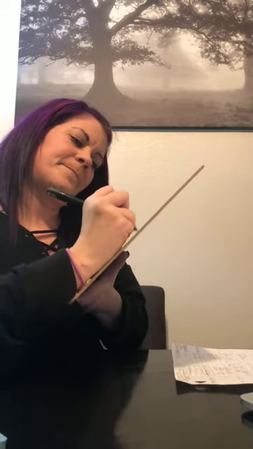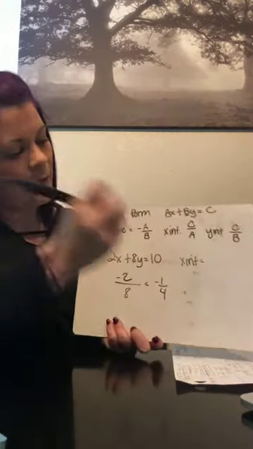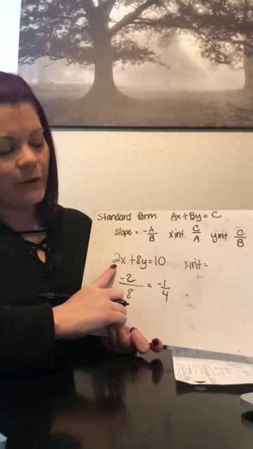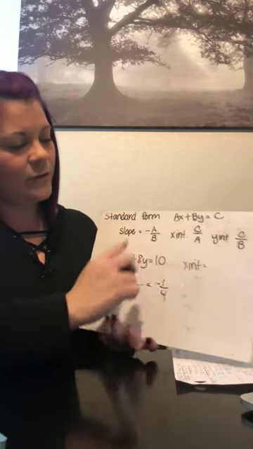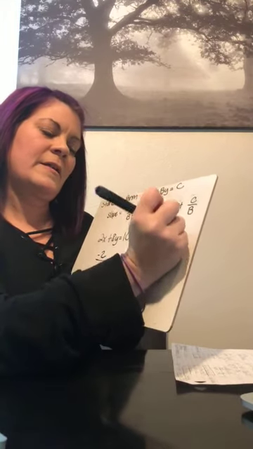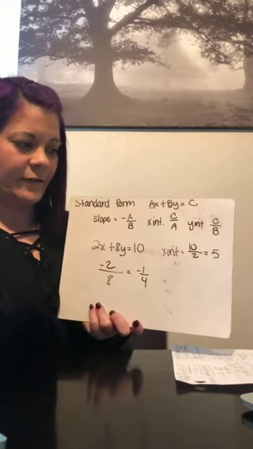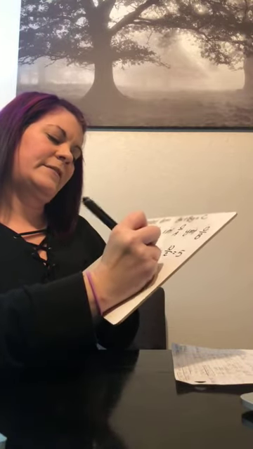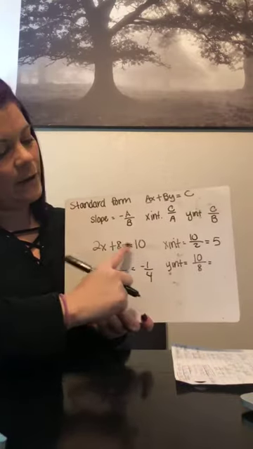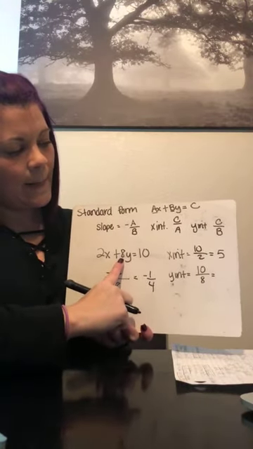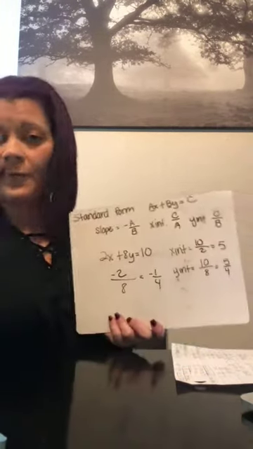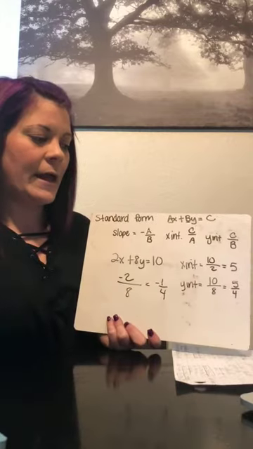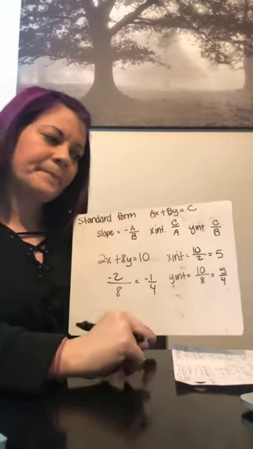The x-intercept is c over a. So c over the coefficient of the x, 10 over 2. And that becomes 5. So the x-intercept is 5. And then the y-intercept is c over b. So c over the coefficient in front of the y. And that actually reduces down to 5 over 4, or 1 1/4. And you would just graph that on the y-axis. So there you go. That is slope-intercept form.